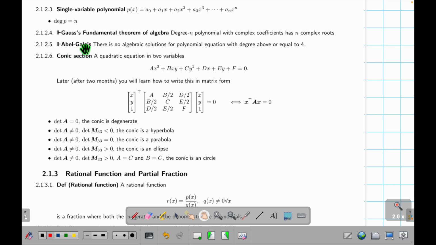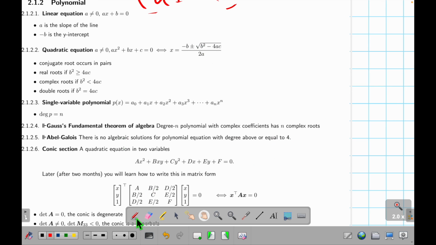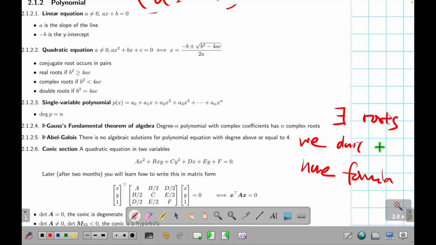And two gentlemen proved that there's no way you can have an algebraic solution for polynomials of degree larger than 4. These two do not conflict with each other. So this one is saying that there's no formula like this for polynomials with degree larger than 4. This is saying that there is a root. This is saying that for degree larger than 4, we don't know the expression of the root, okay? So basically this one says that the root exists. This one means we don't have a formula for the root. We don't have a formula does not mean the root does not exist. So these two do not conflict with each other.